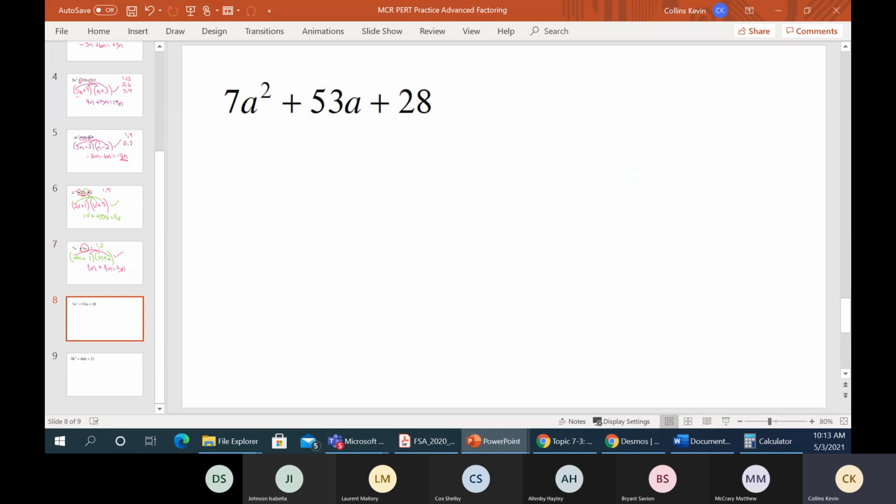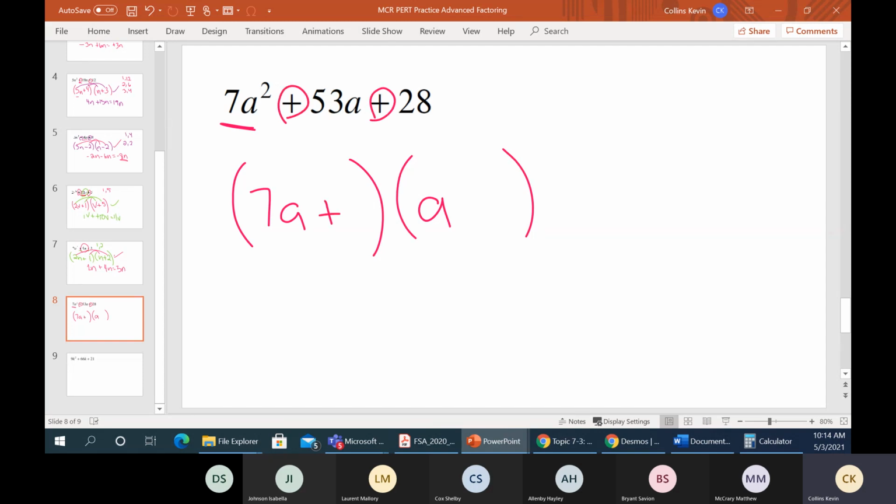All right, how about this guy? Oh, this one's looking crazy, right? But again, 7 is a prime number, so the only way we can set this up is going to be a 7a and an a. Plus and plus here means plus and plus here. Now, here's where it gets a little tricky. We got to come up with 53 in the middle. All right, that's a pretty big number.